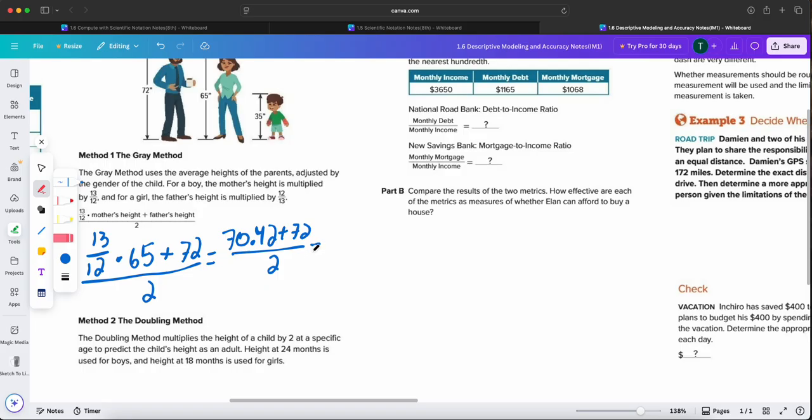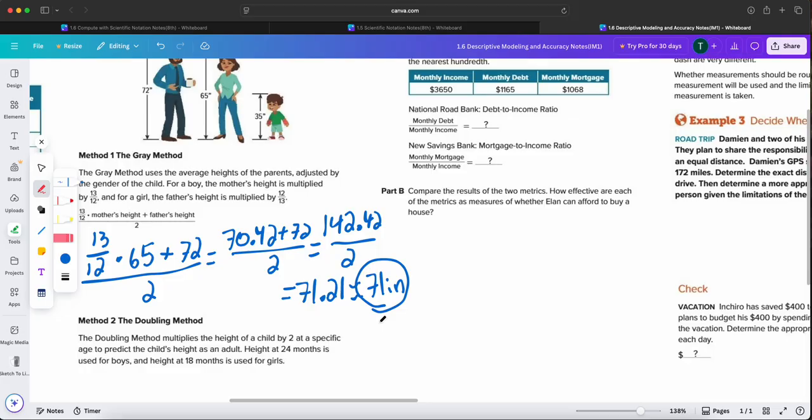If we add those together, we're going to be taking 142.42 divided by 2, which if we do that, we get 71.21. So that gets us that the height of this child is going to be about 71 inches when they're an adult. Okay. So then we can use the doubling method, which in this case should turn out to be about the same.